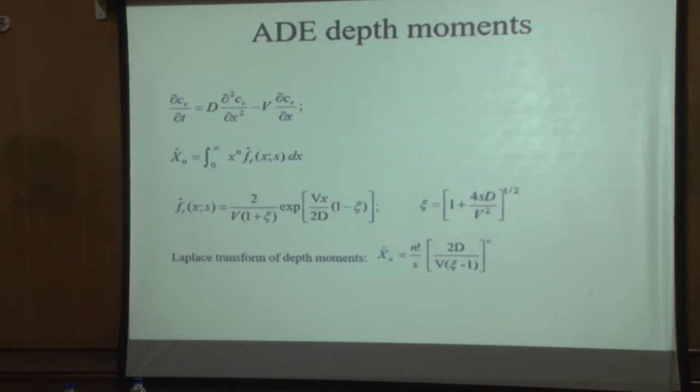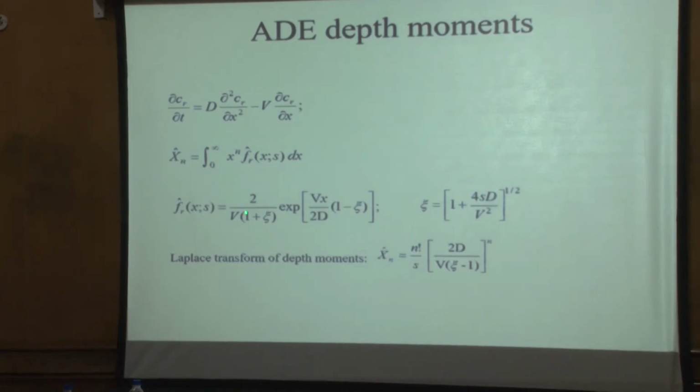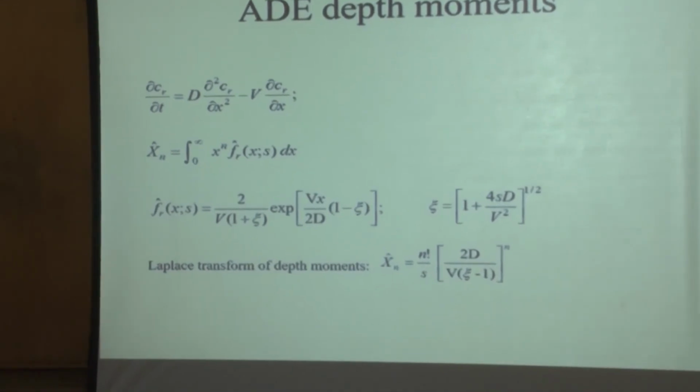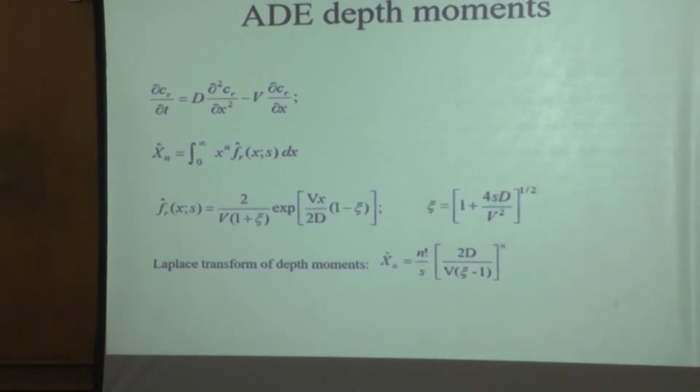So let us go to the advection dispersion equation. So for the advection dispersion equation, this is the resident concentration. Notice that x sub n hat is now the Laplace transform of the spatial depth moment. It will simply look like this. The reason why I do this is f sub r hat of x of s, we already showed it to be this quantity for the ADE, where c was equal to this.